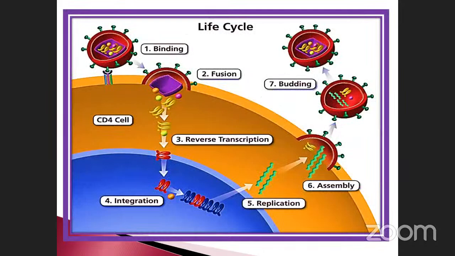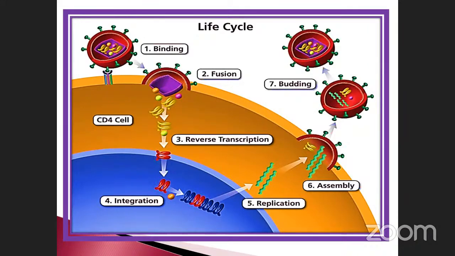Here, this is the life cycle. First of all, you should know how many steps there are. Seven steps have been reported here. The first one is binding to the receptors. The fusion takes place with the help of the glycoprotein, a hook-like structure. This is called the receptor. It easily binds with glycoprotein 120. Note it down, very, very important.